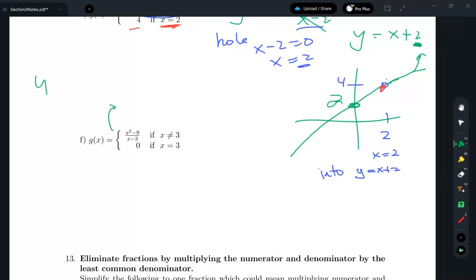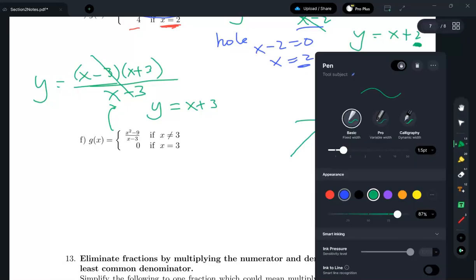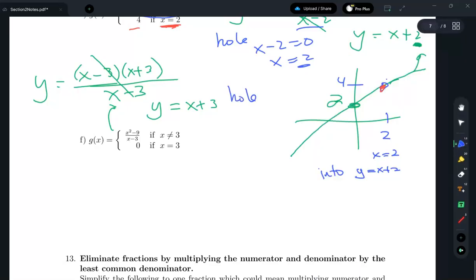So let's take this. I have y equals x plus 3 over x minus 3, with x minus 3 in the numerator. So cancel those. I get x plus 3, but I know there's going to be a hole where x plus 3 equals 0. So that's at negative 3. I'm sorry, oops, I wrote it down wrong. Sorry about that. There's going to be a hole where x minus 3 equals 0. So that's when x equals 3.